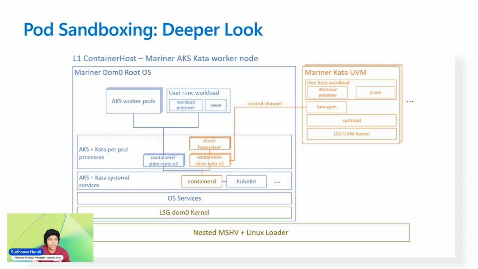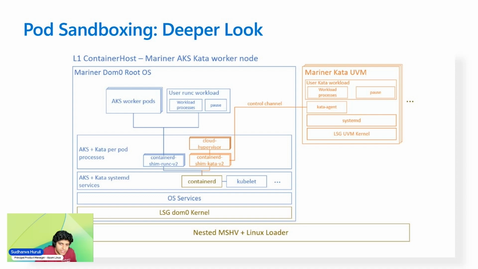Underneath the hood, pod sandboxing is using a few key technologies. I talked about how it's using a kernel that's enlightened with MSHV, which is Microsoft hypervisor. But when you're submitting a pod spec and the kubelet gets this request, underneath the hood, it's taking a look at that workload runtime class. If that workload runtime class has Kata enabled, it's going to talk to the Kata containerd shim.